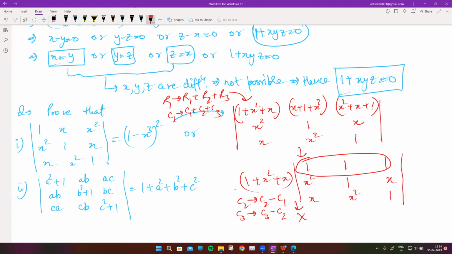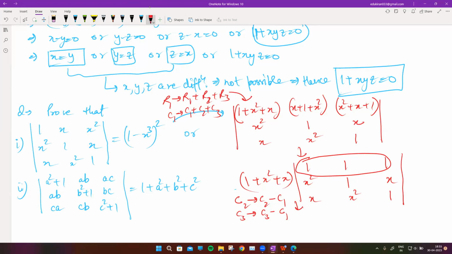Okay, so we cannot use this C2 because we are already changing C2. So we have to use C1 only. We have discussed this in the last class that whatever operation you are performing, so you have changed C2 to C2 minus C1. Now you can't use C2 to change any other one. So that is why when I change C3, I again used C1. Right? So use C1 for both of them.